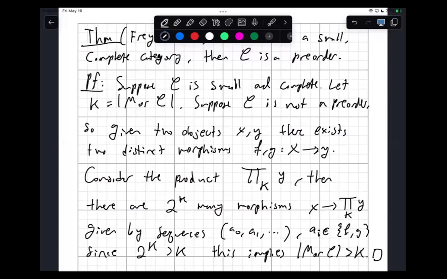So that means you have to be careful. You can't just assume things, right? If you have a small category, you can't have all small limits and colimits unless it's a preorder. And of course, the same comment works for large categories. If you have a large category, it can't have all large limits. Otherwise, it's a preorder. Okay. Any questions about that?